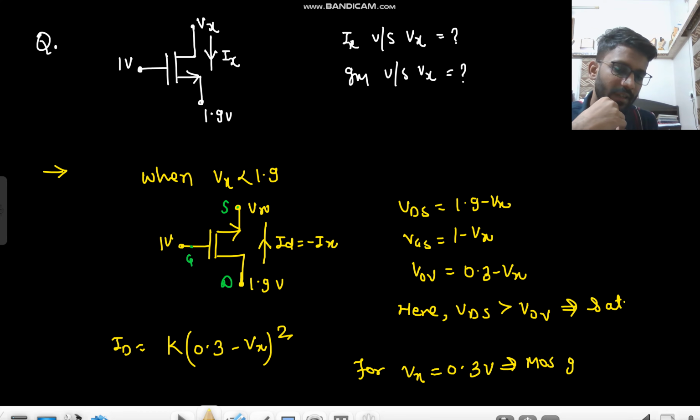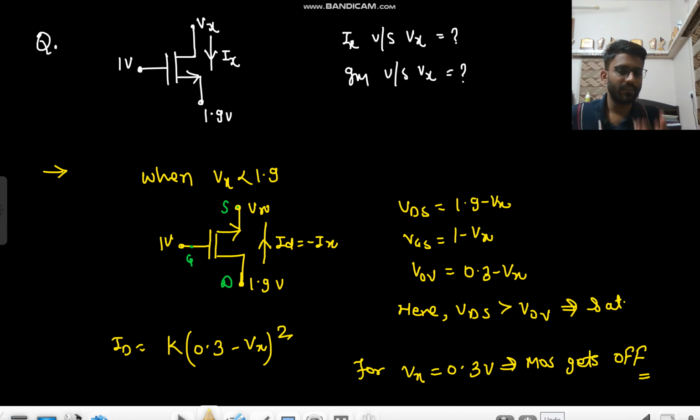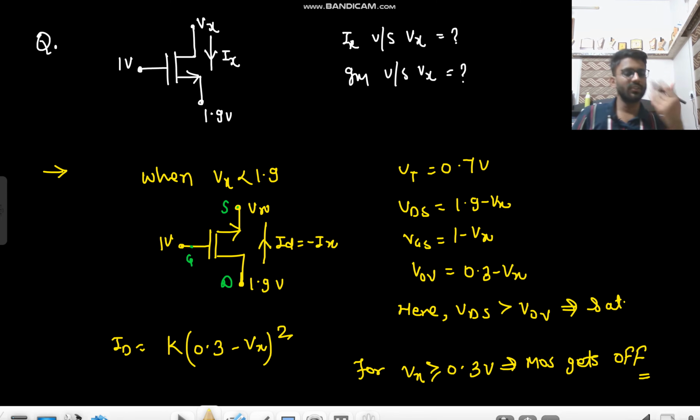MOS gets off, right? If Vx equals to 0.3, for Vx greater than 0.3 volt, at 0.3 we are having zero current. So Vx greater than or equals to 0.3 volt, MOSFET gets off, right? Let us assume we are applying Vx equals to 0.4. So your VGS will be 0.6, but your VT is already 0.7, right? You can write VT is equals to 0.7 volt.